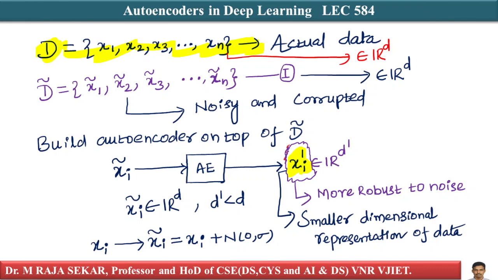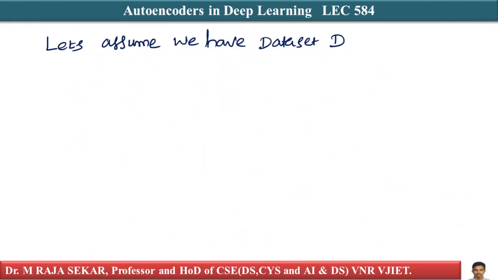Sometimes if you are given noisy data points, no problem. You can take those noisy points, xi tilde equal to xi plus Gaussian noise, isn't it? You just train an autoencoder, and the representation that you get here is xi dash. What happens here? It's a data, the xi dash representation.